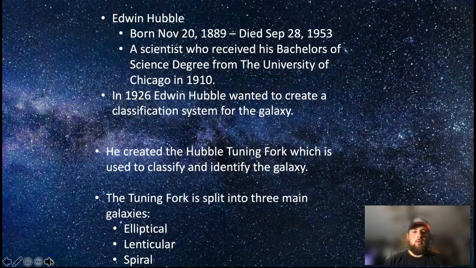Edwin Hubble, born on November 20th, 1889, died September 28, 1953, was the scientist who received his Bachelor of Science degree from the University of Chicago in 1910. In 1926, Edwin Hubble wanted to create a classification system for the galaxy. He created the Hubble Tuning Fork, which is used to classify and identify the galaxy. That tuning fork is split into three main galaxies: elliptical, lenticular, and spiral galaxies.